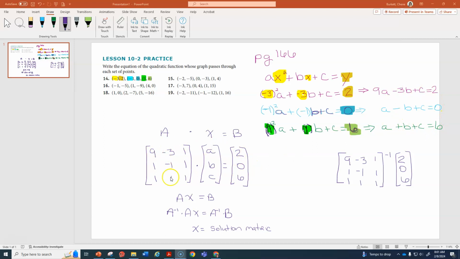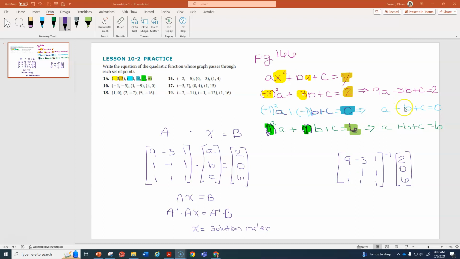From the beginning of the school year, when we were solving systems, we learned how to write a matrix. There are 3 matrices that you create whenever you have a system. You create the coefficient matrix, then you have the variable matrix, and then you have the constant matrix. So I took the coefficients off of each one of these variables, 9, -3, and 1, and I wrote down 9, -3, and 1. I took the coefficient in front of this a, which is 1.